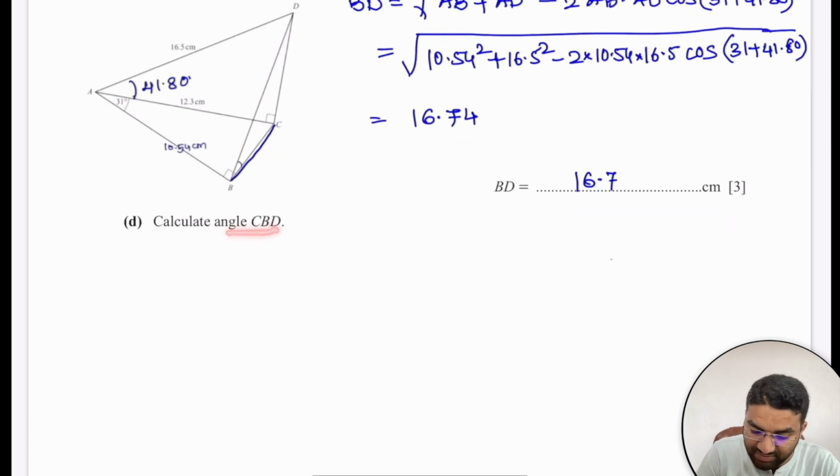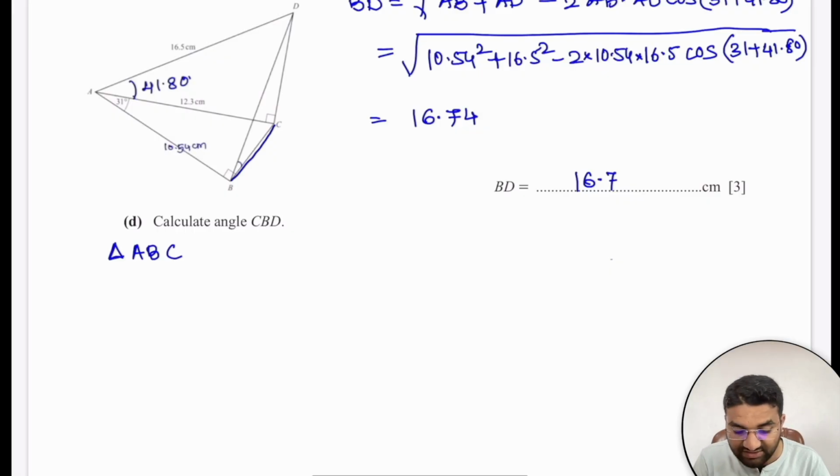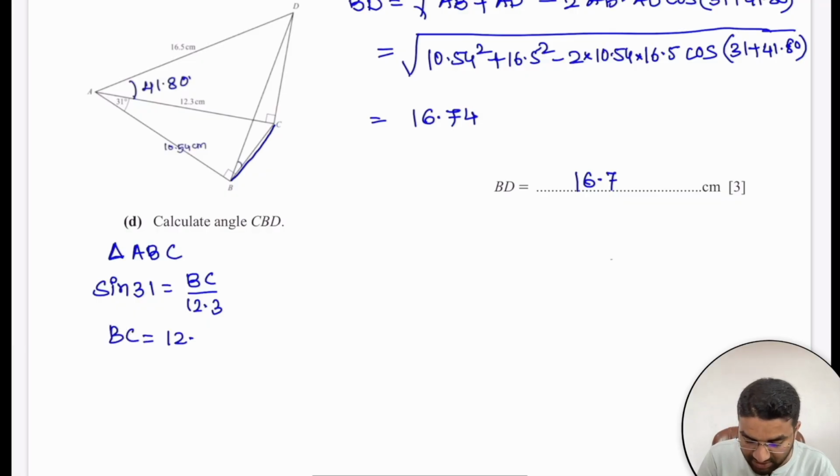Calculate angle CBD. In this triangle CBD, all the angles are different. This is not a 90 degree angle, so we have to use the cosine rule to calculate angle CBD. Firstly we have to calculate CB using triangle ABC. BC is opposite to this angle 31 and AC is the hypotenuse, so you can use sine of 31 is equal to BC upon 12.3. Then BC is equal to 12.3 sine of 31, which is equal to 6.34.